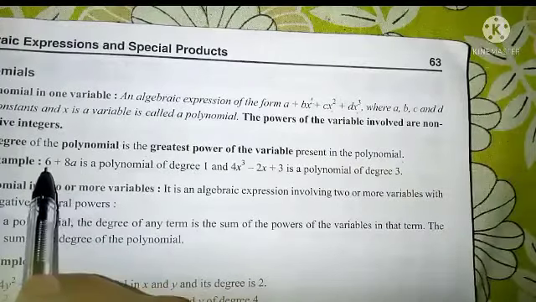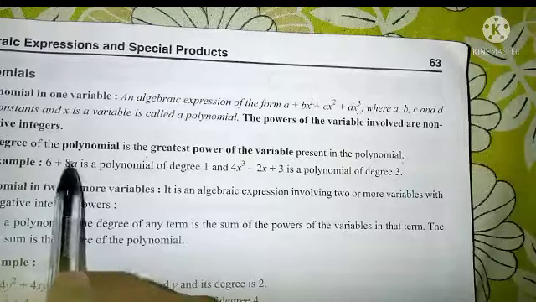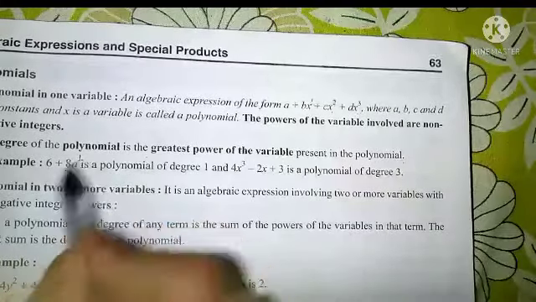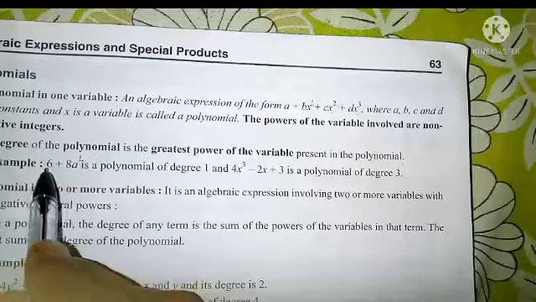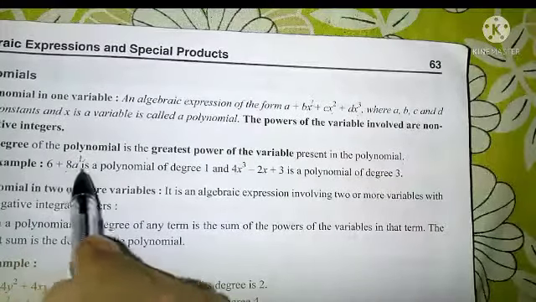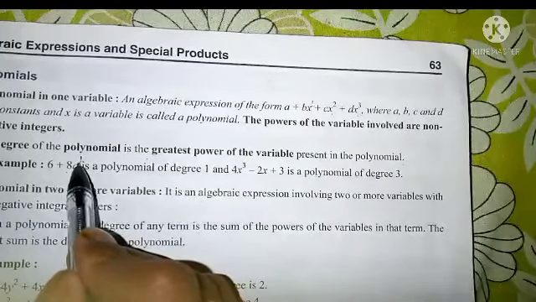One more example: 6 plus 8a. Here 6 is a constant, 8 is the coefficient, and the power of a is 1. Other than this a, there is no other variable involved, so the degree of the polynomial will be 1.